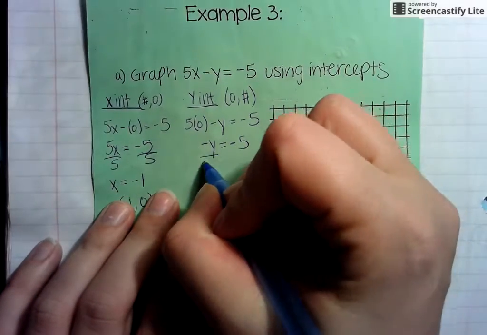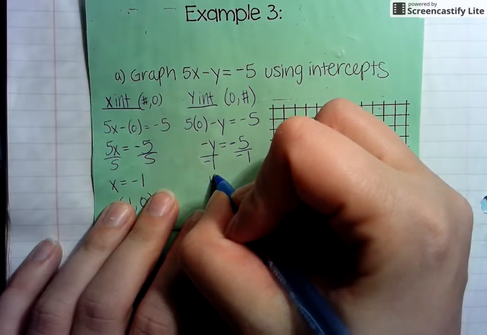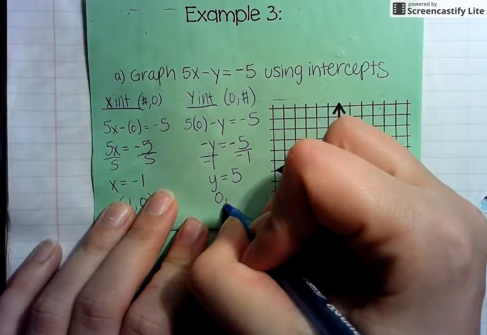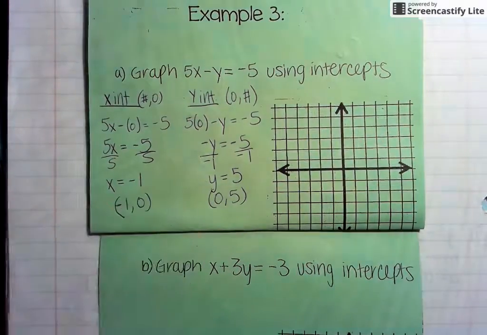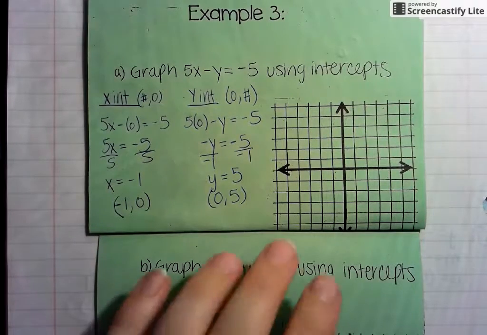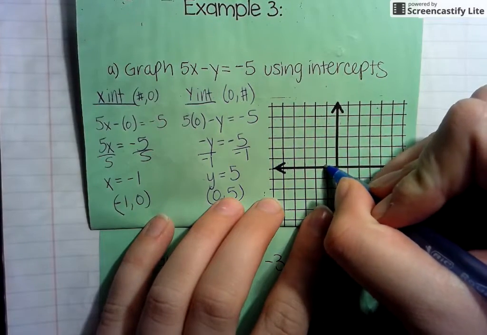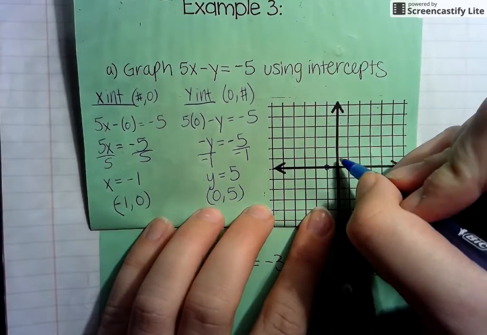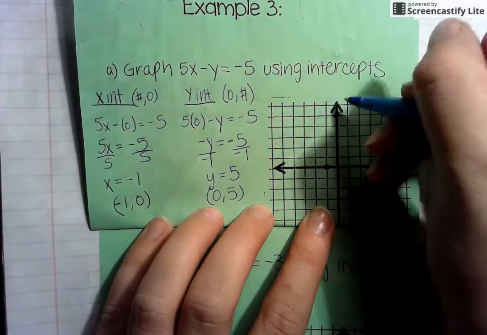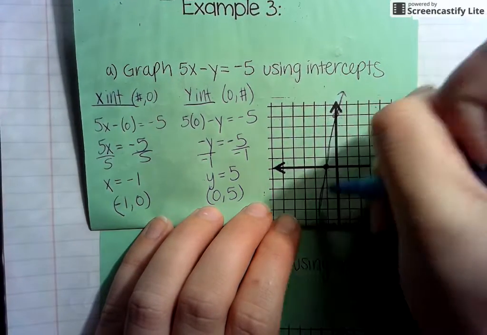Then I want to divide both sides by -1, because there's that imaginary 1 in front of the y. So I have y equals +5. My intercept is 0, comma 5. With a linear equation, you only need 2 points to graph it. So I would plot -1, 0, and 0, comma 5. I go up 1, 2, 3, 4, 5. And here would be my line.